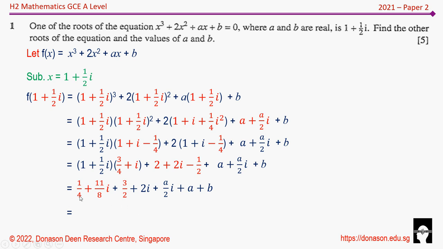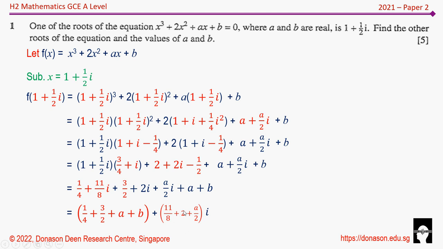So you've got 1/4, which is real, 3 over 2 is real, and a plus b is also real. So we can just put these four terms together because they don't have any i. And then let's put all the complex together: 11 over 8i and 2i and a over 2i together. And of course, we're going to factorize out the i and write the i outside. So we have 1/4 plus 3 over 2 plus a plus b. That's the real part. And 11 over 8 plus 2 plus a over 2, times i, that is the imaginary part.